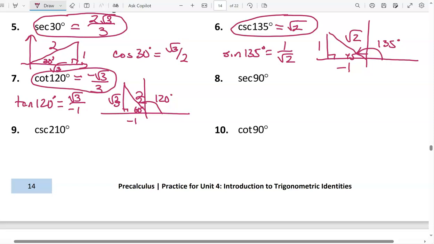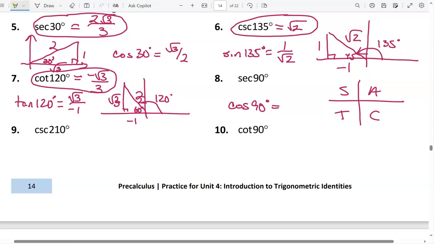For number 8, we have the secant of 90 degrees. 90 degrees is a quadrantal angle. Remember that "Andrew sells trash cans" can help us find the values for quadrantal angles. Secant is the reciprocal to cosine. So we're going to relate this to cosine of 90 degrees.